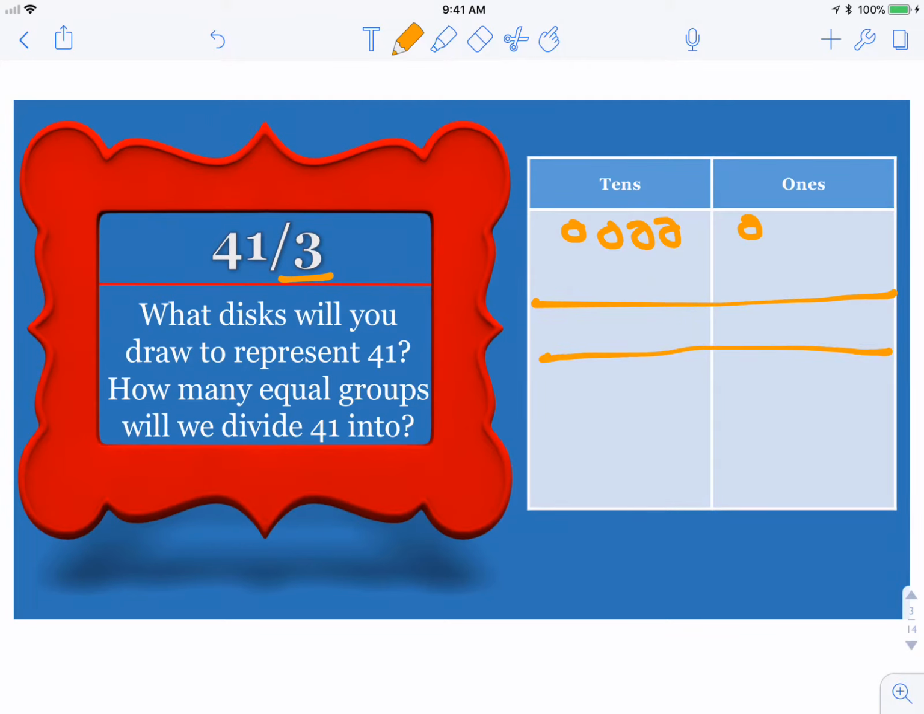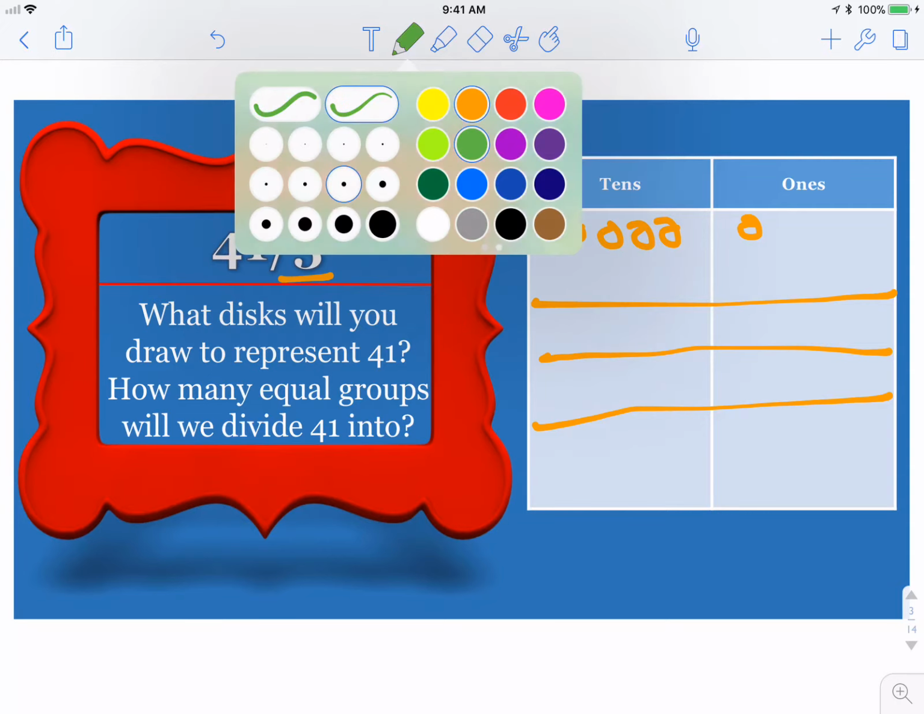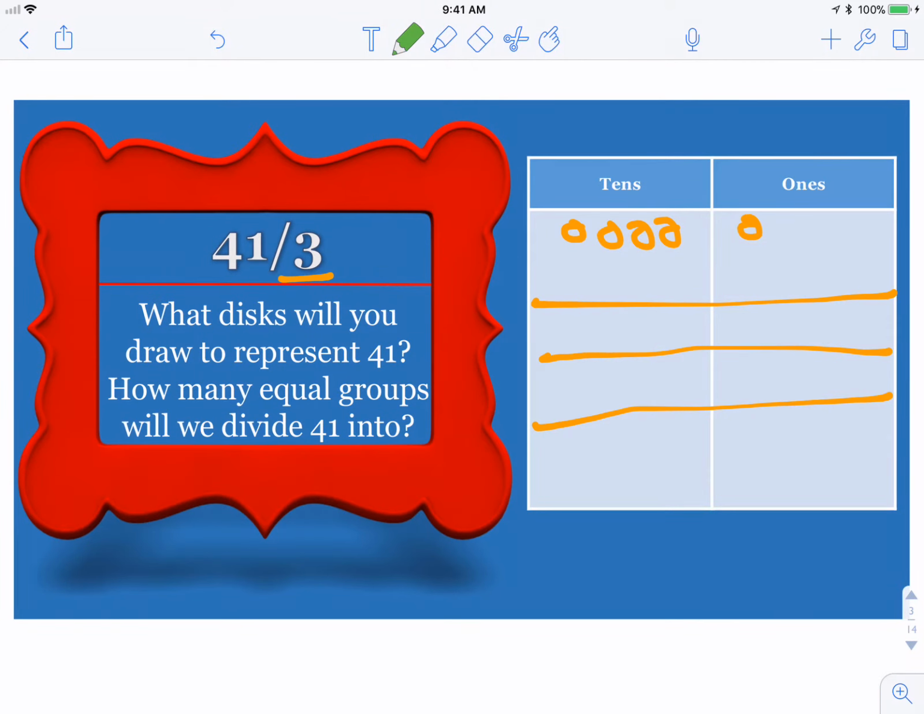1, 2, 3. Now, I didn't go to school for my art, so my boxes are off. I apologize. Now, let's evenly distribute them. 1, 2, great. We have a little bit of a problem. We have one left in the tens. What are we going to do? Go ahead and pause and talk about what is it that you can do to make this where you can divide it evenly.